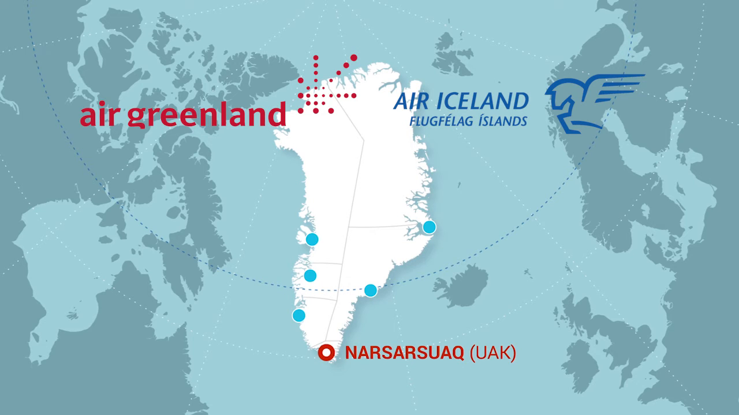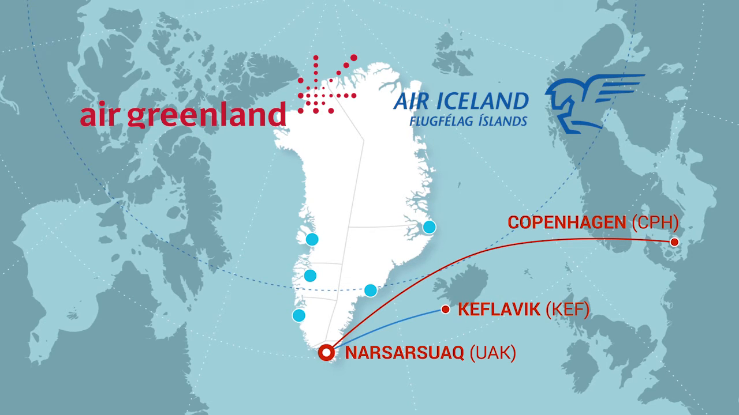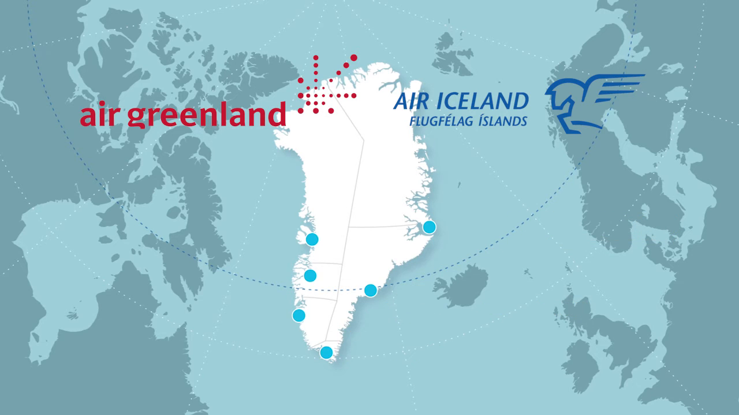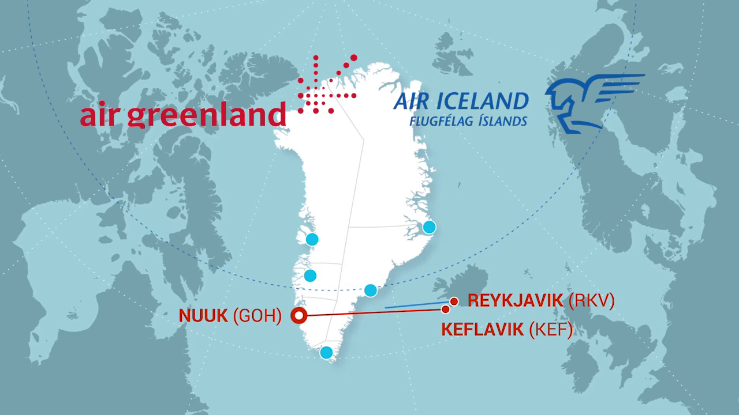Narsarsuaq is in South Greenland and is serviced by 2 airlines, both during summer season only. Air Greenland flies from Copenhagen Kastrup Airport in Denmark, and Air Iceland flies from Keflavik International Airport in Iceland. Narsarsuaq's airport code is UAK. Nuuk is in the capital region. It is serviced by Air Greenland from Keflavik International Airport in spring, summer, and autumn. There are also Air Iceland flights to Nuuk from Reykjavik Domestic Airport year-round. The Nuuk airport code is GOH.